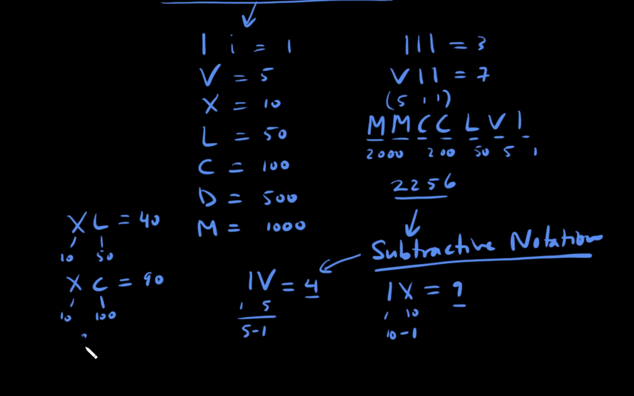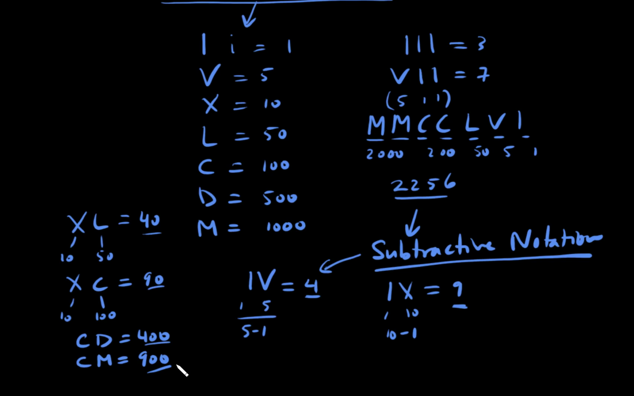You can do it with CD, that equals 400, and I'll let you figure out why. And then CM, this equals 900. So subtractive notation is really only allowed with specific numbers. It's allowed with 4, 9, 40, 90, 400, and 900, and not with other numbers.